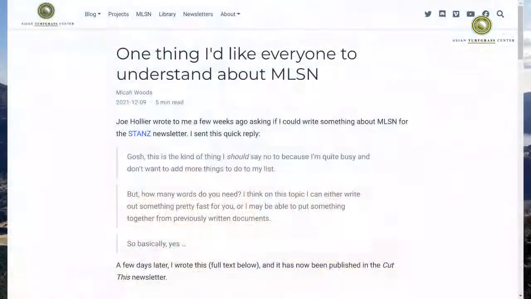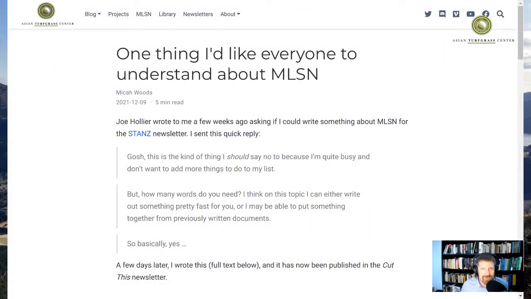And this is an article that I wrote real quick a few weeks ago for the Sports Turf Association of New Zealand. Joe Hollier had written to me saying that they had a new newsletter coming out for the Sports Turf Association. And he wondered, because people are starting to use MLSN more broadly around the world, including in New Zealand. And he had some questions about it. I think some other people had some questions about it. So he asked me if I'd like to write something, or if I could write something. And I answered that probably wasn't a good idea for me to do that because I had so many other things to do and I didn't really want to add to my list.